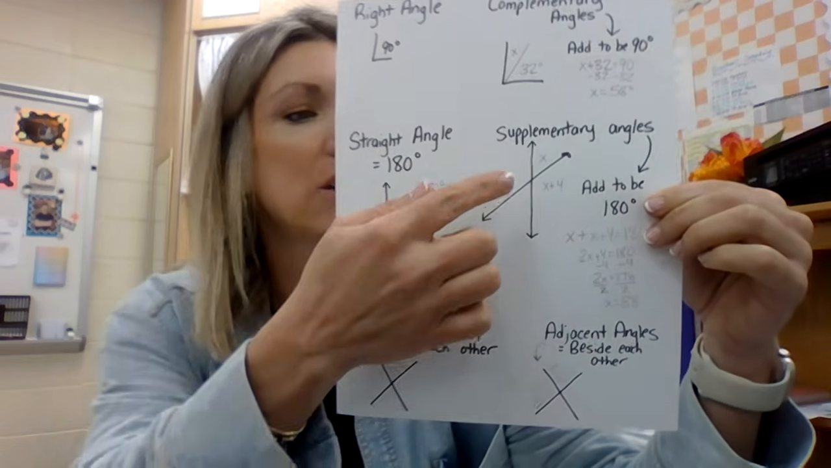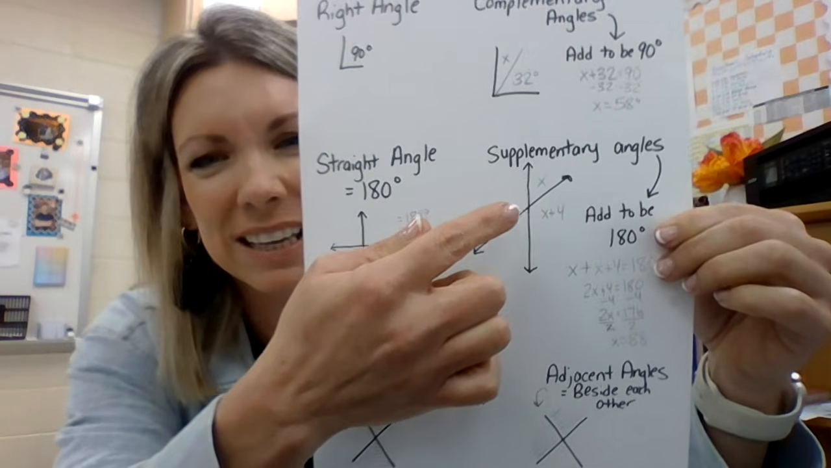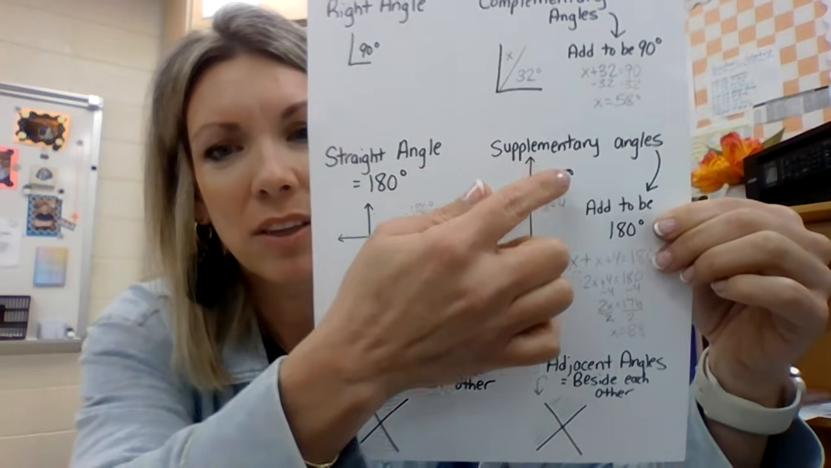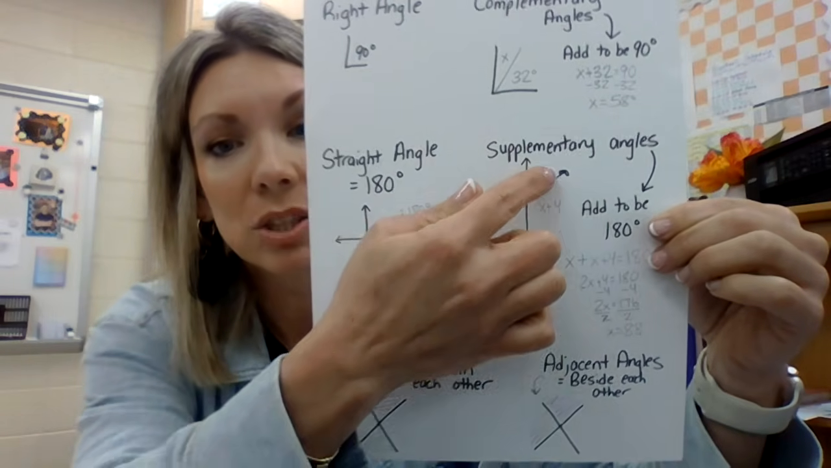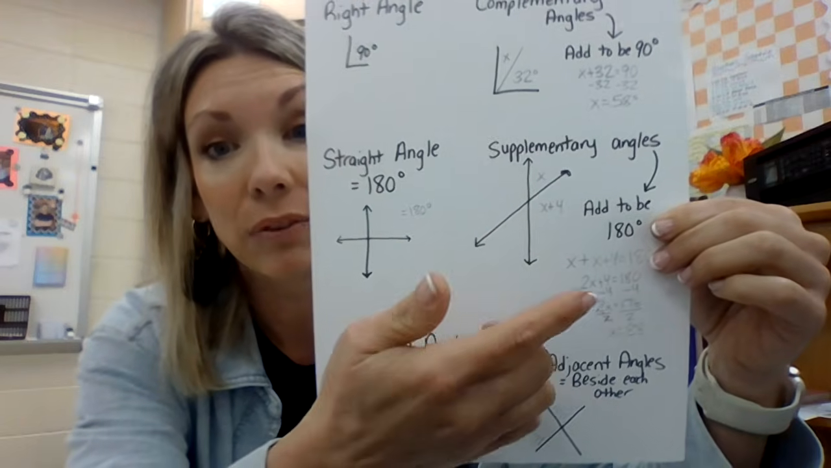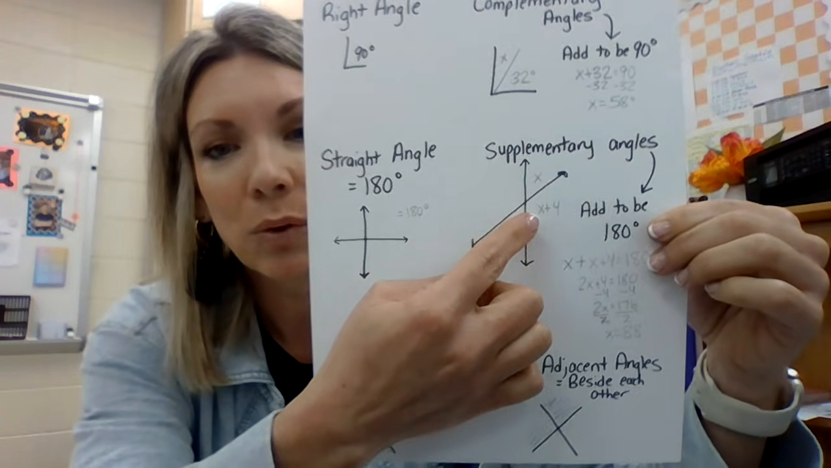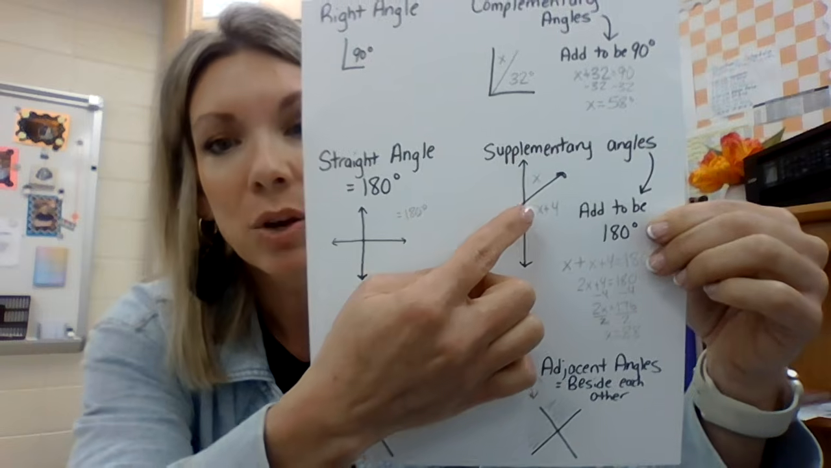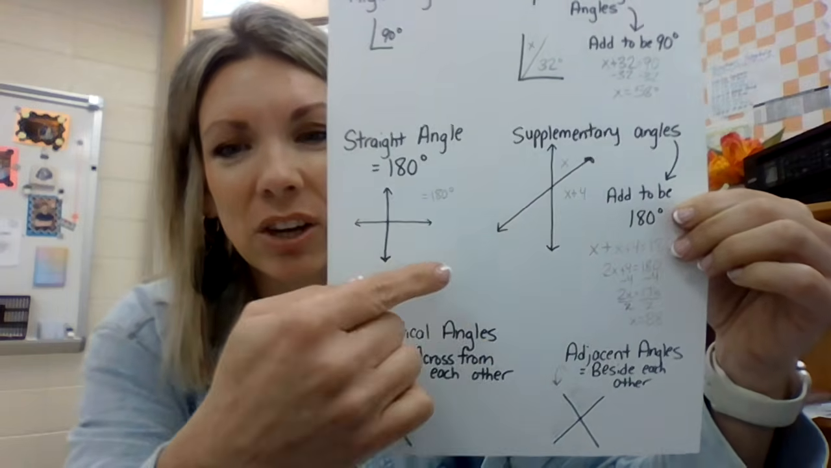So look at this line here. Look at the straight line going up and down right there. You can barely see it, but everything on this side of that straight angle has to total to be 180 because it's half of your entire circle. So on the top, we've got an x, and here we've got an x plus 4. So those would add up to be 180, and down here I've got it written out.